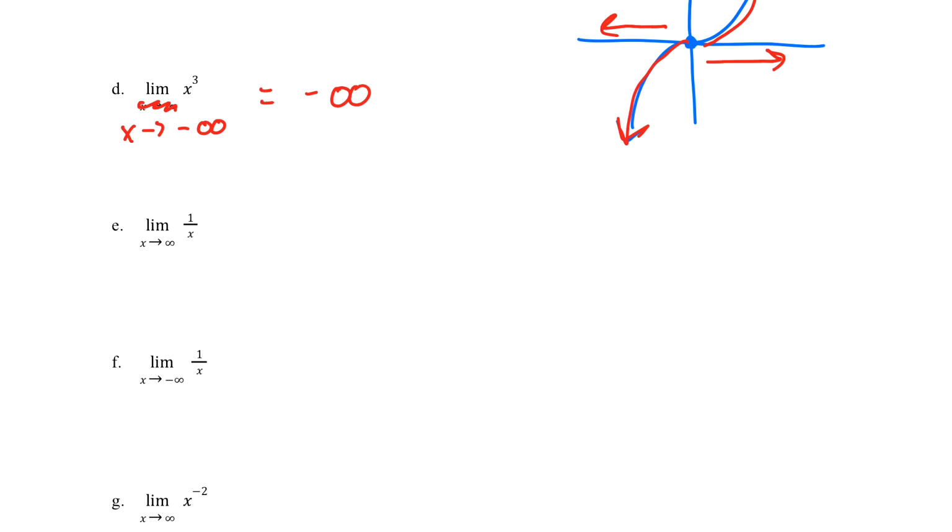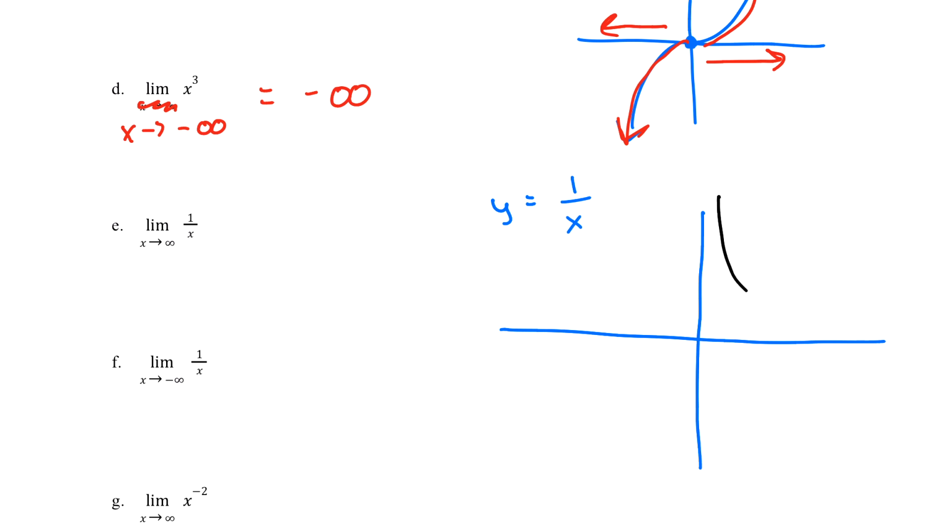Next, we've got the reciprocal function. We've got y equals 1 over x. This one's perhaps a little bit trickier. But if I were to graph this function, I would see something like this. Let me do that in a different color. Here's a rough sketch of it.